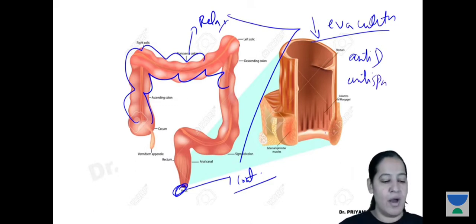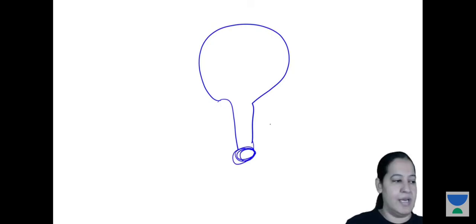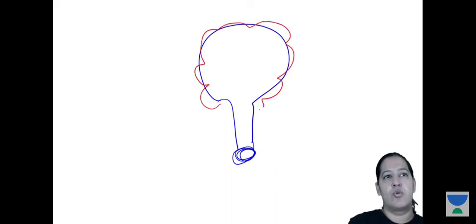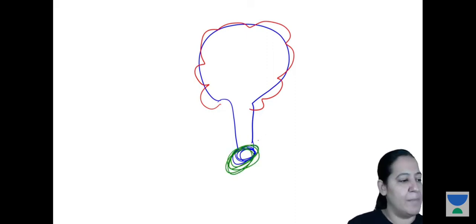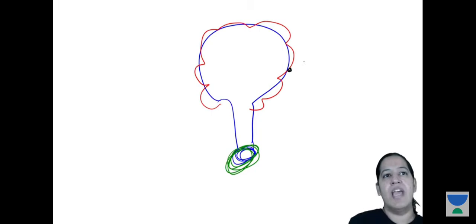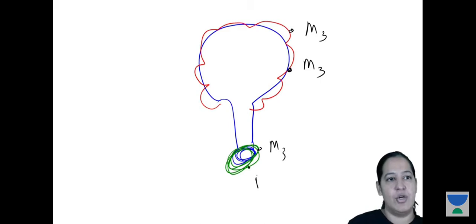So let me draw another diagram for you, for the urinary bladder. Can you see, this is the urinary bladder, this is the urethra, and this is the sphincter. Again the sphincter is there. There are muscles present in the wall, known as detrusor muscle. And there are muscles present over the sphincter, known as sphincter muscles. M3 receptor is present on both of them. So M3 is present over the detrusor muscle also, and over the sphincter also.